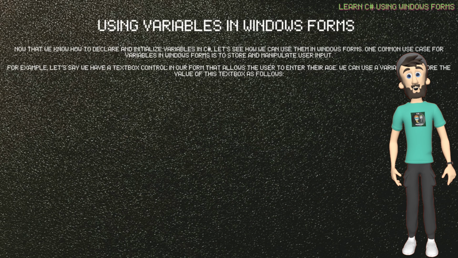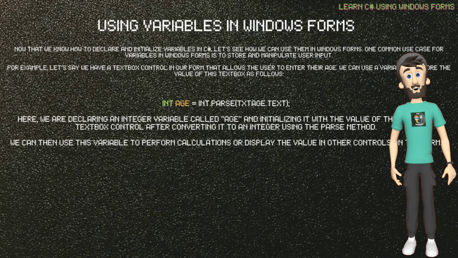Using variables in Windows Forms. Now that we know how to declare and initialize variables in C#, let's see how we can use them in Windows Forms. One common use case for variables in Windows Forms is to store and manipulate user input. For example, let's say we have a text box control in our form that allows the user to enter their age. We can use a variable to store the value of this text box as follows.